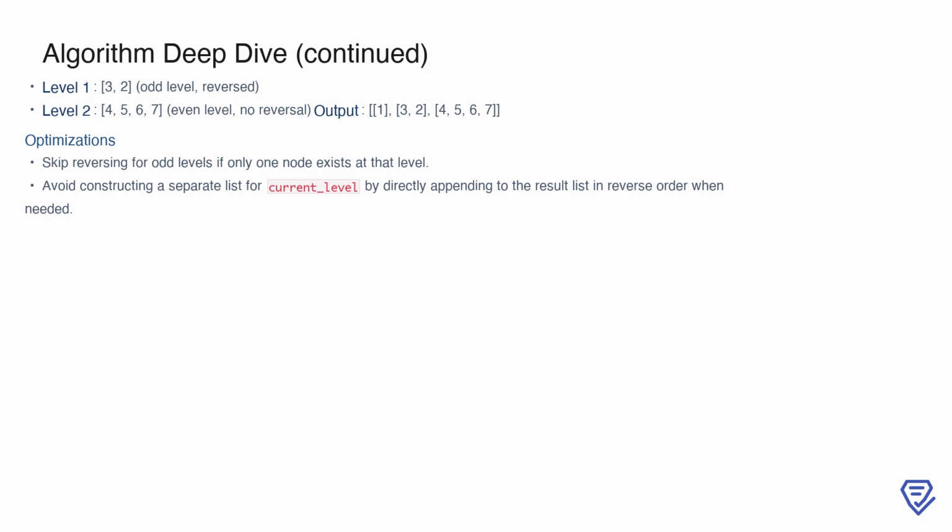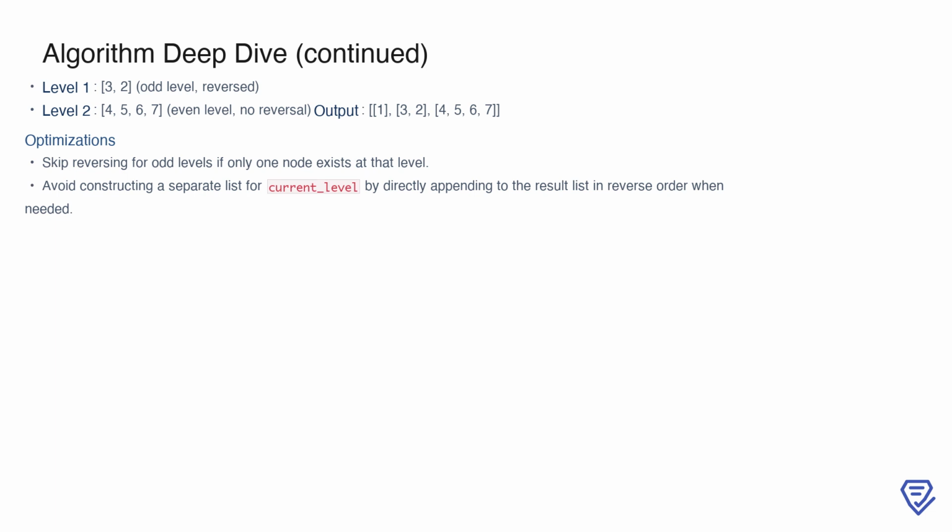On level 1, which is odd, the node values 2, 3 are reversed to 3, 2 before being added to the result, maintaining the zigzag order. Finally, on level 2, which is even, the node values 4, 5, 6, 7 are added as they appear without reversal. The final output for this example is 1, 3, 2, 4, 5, 6, 7.